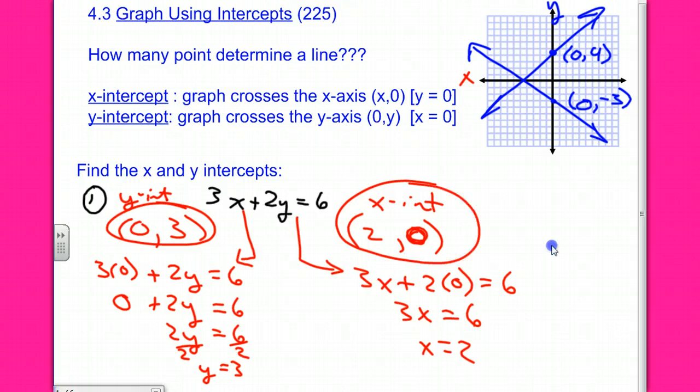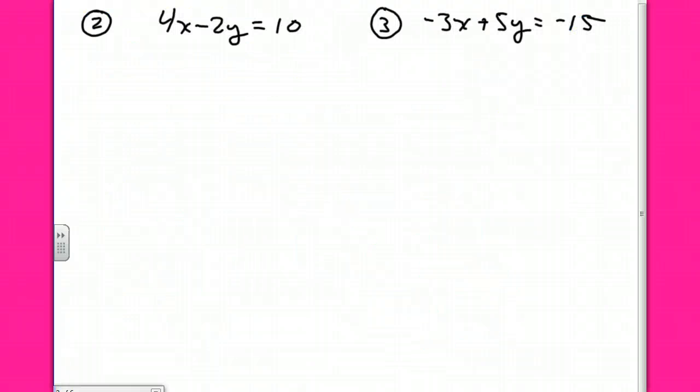Okay? So if you are just asked to locate the x and y-intercept, do you see how easy that is? Yeah. You just substitute 0 for x or 0 for y and find the other coordinate. Okay? Let's go ahead and find the x and y-intercepts for these two equations, and pause the video, find them, and come back and check your work.